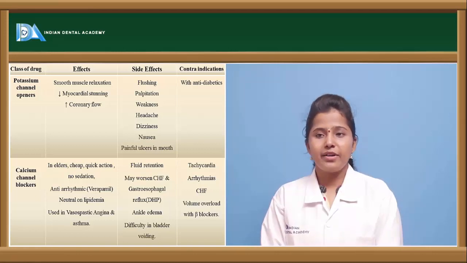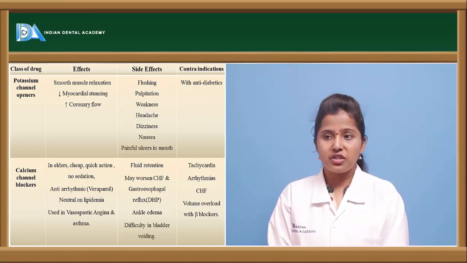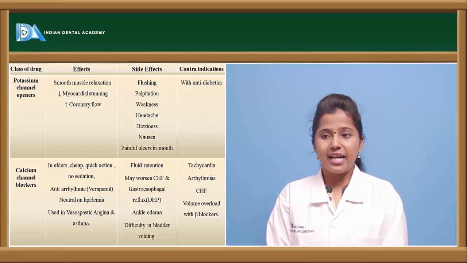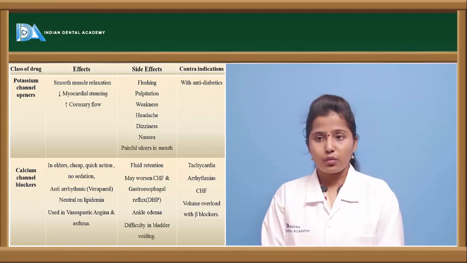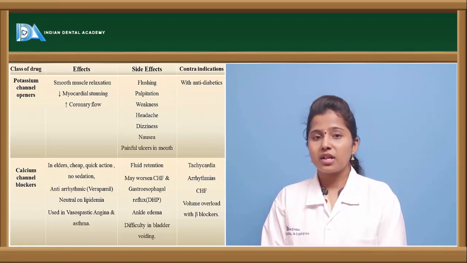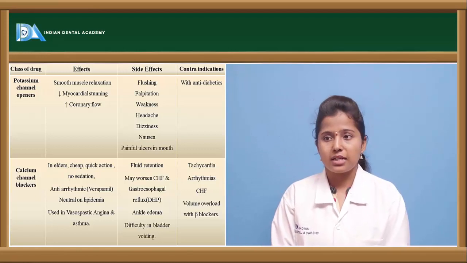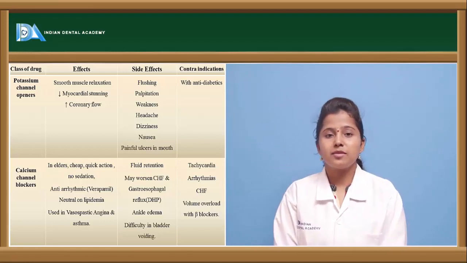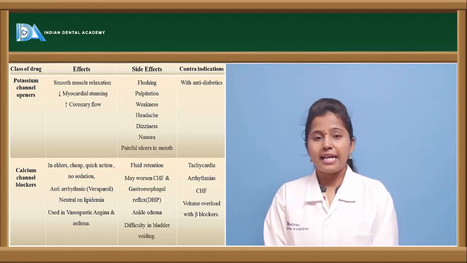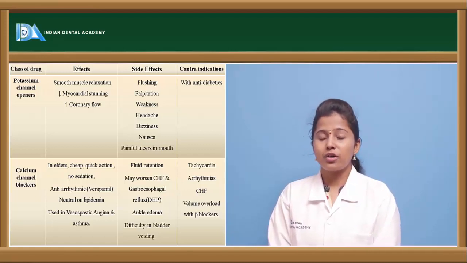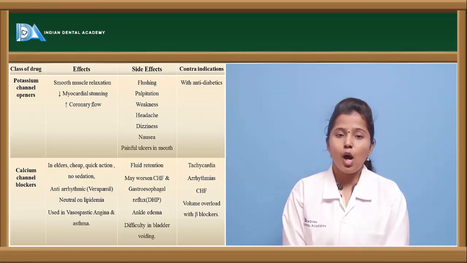And let's see the side effects of these potassium channel openers. They cause flushing, palpitation, weakness, headache, dizziness, nausea, and even painful ulcers in the mouth. When these potassium channel openers are taken in high doses, these side effects can occur. And contraindications: these potassium channel openers should not be given with anti-diabetics. Patients who are taking anti-diabetic drugs should not use potassium channel openers.